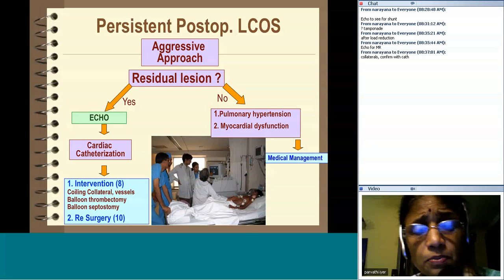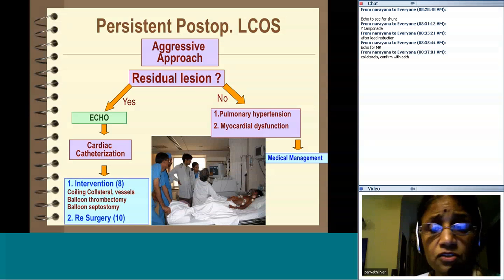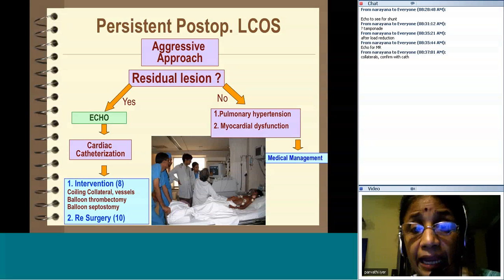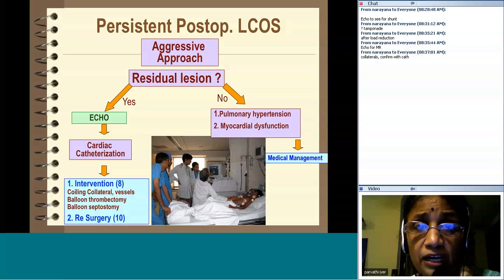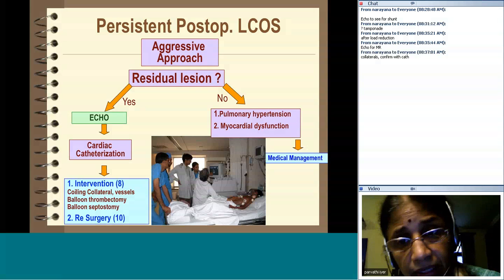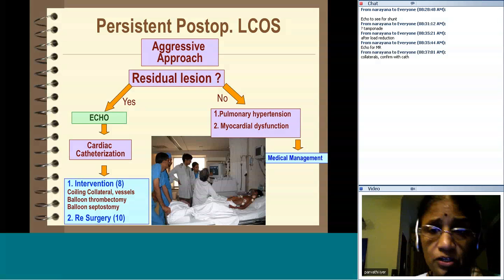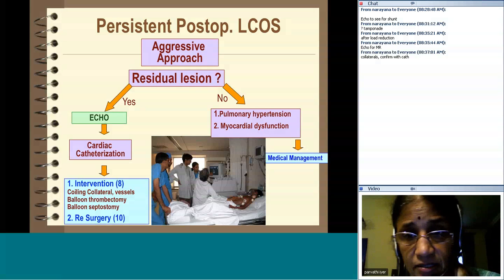Is it myocardial dysfunction? Is it univentricular dysfunction? Is it systolic dysfunction? Is it diastolic dysfunction? Is it a bit of both? Is it just severe pulmonary hypertension? In that case, we have to wait for the heart to recover and manage the child medically.